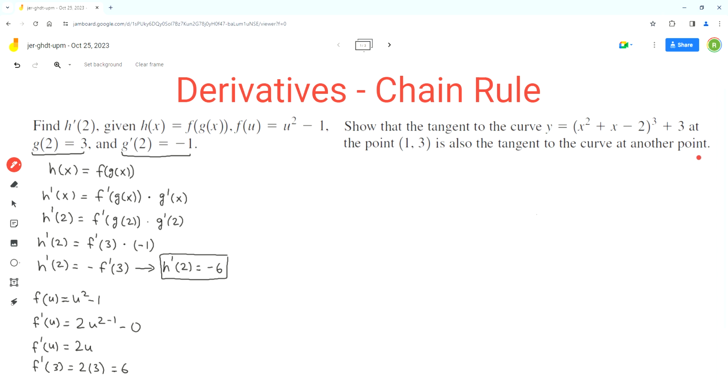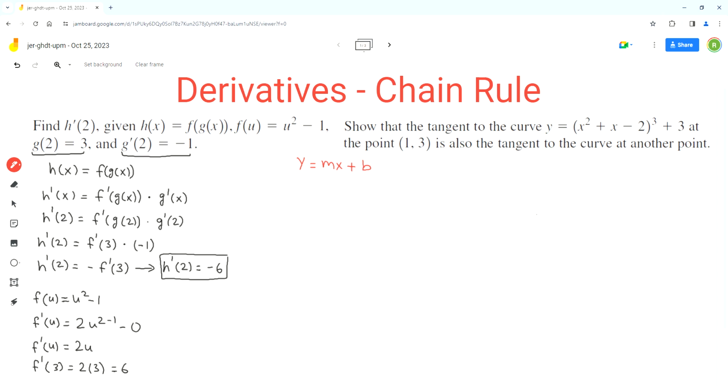So the first step for this problem is to find the equation of the tangent to the curve at this given point (1, 3). Now we know that a tangent is a straight line, so we start with the general equation of a straight line, y equals mx plus b. Now we have to find the value of m and b for this tangent line at point (1, 3).